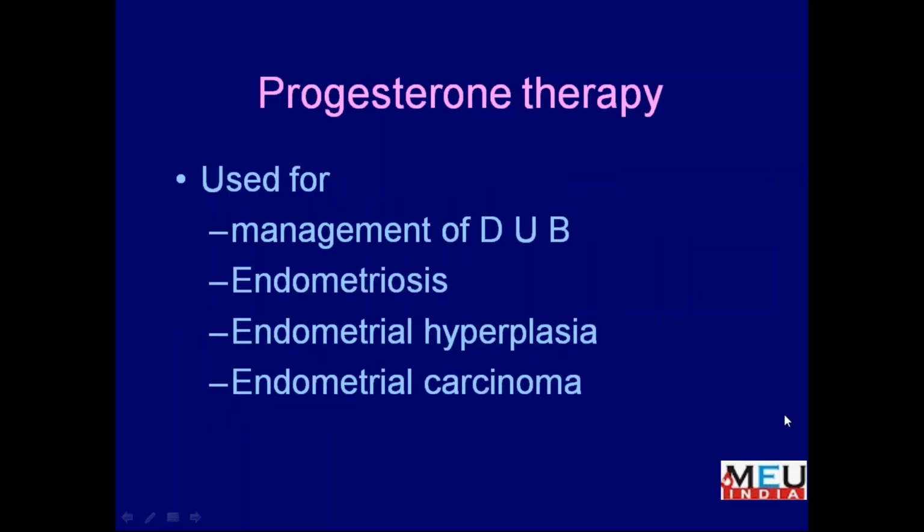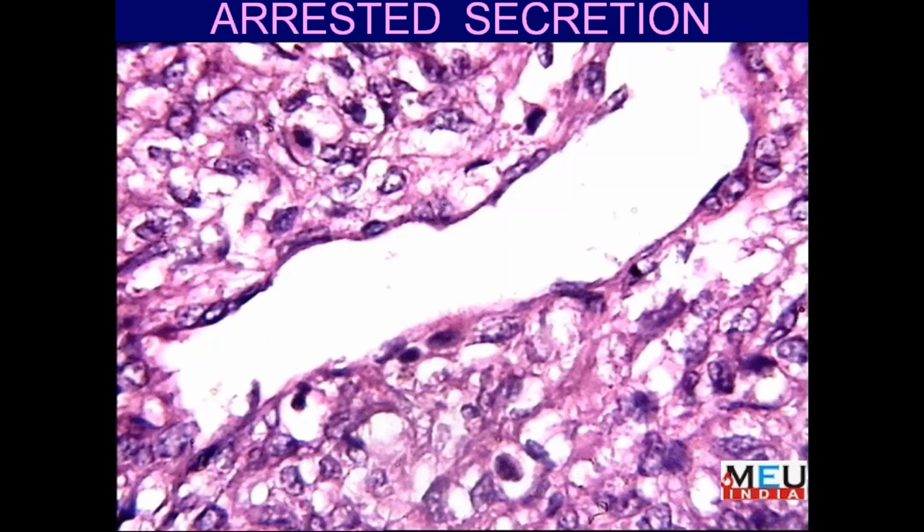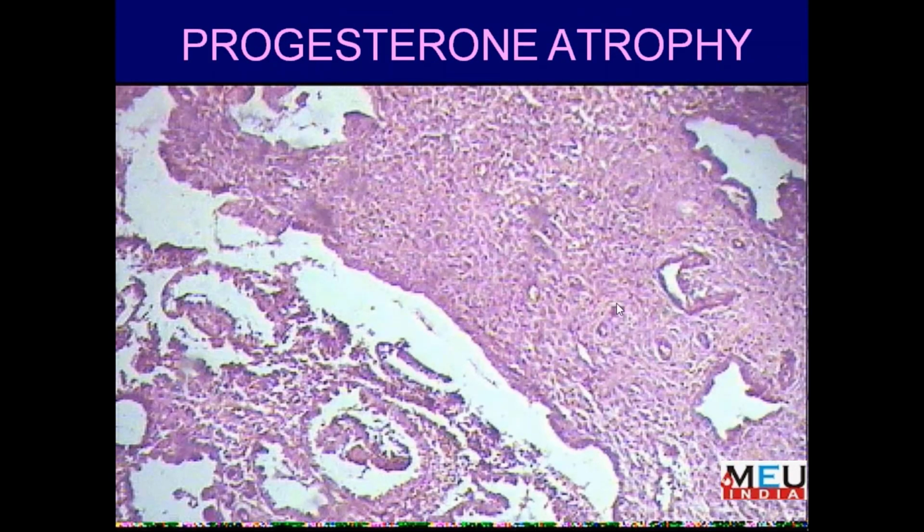Now, the progesteronic therapy is used for management of dysfunctional uterine bleeding, for endometriosis, for endometrial hyperplasia, and even sometimes endometrial carcinoma. And this shows in the pathology as well. This therapy depresses the follicular maturation and prevents ovulation. After 4 weeks of therapy, we get a picture of arrested proliferation, and after about 12 weeks, we get arrested secretion and decidualization with atrophy of glands. See, this is a slide of the progesteronic atrophy. There is marked compact stroma, and the glands are irregular.